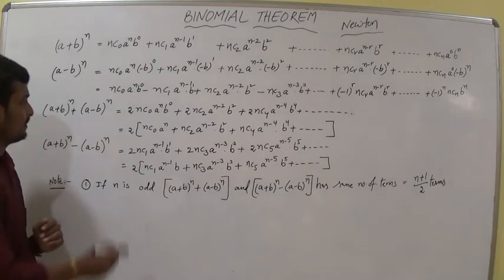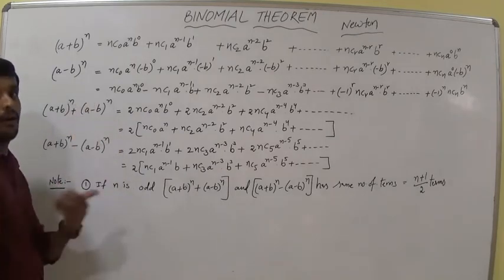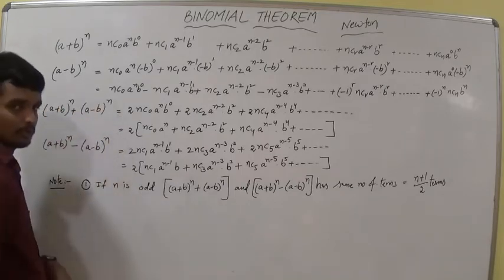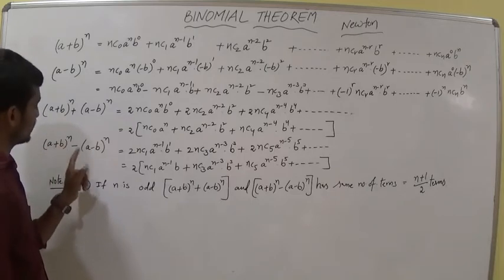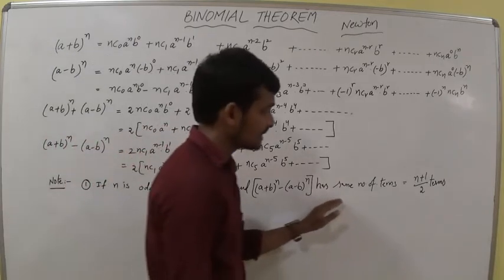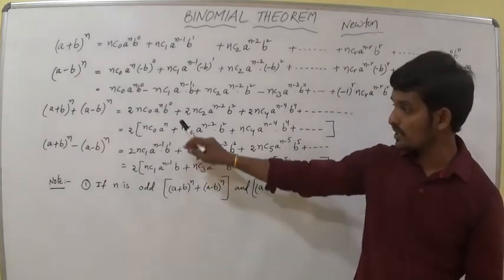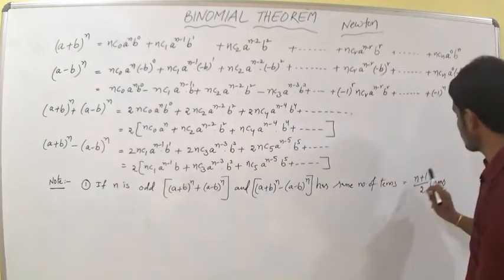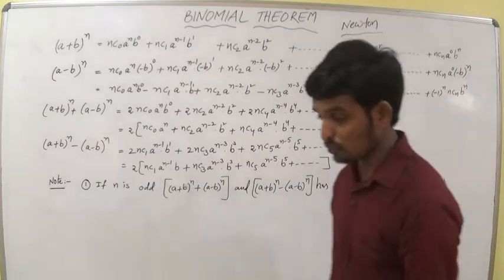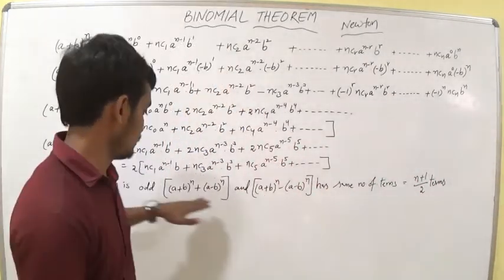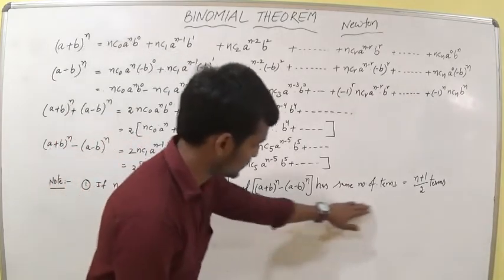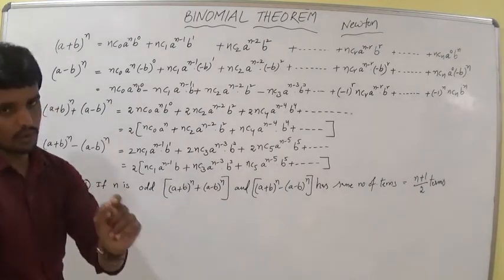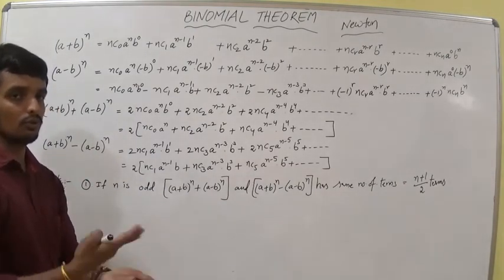If n is odd, if the exponent is odd, (a plus b) whole power n plus (a minus b) whole power n, and the same thing, (a plus b) whole power n minus (a minus b) whole power n, have the same number of terms. These two expressions have the same number of terms, equal to (n plus 1) by 2. You have to do some hard work on this sentence and get some knowledge from it. For example, I will give you one example.